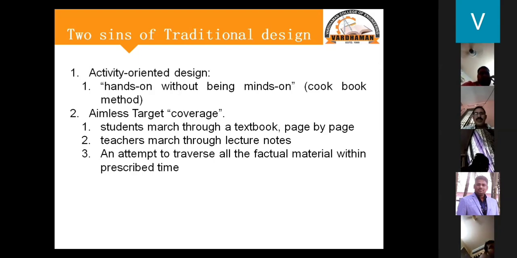Coming to the second sin, which speaks about aimless target coverage. What exactly does this aimless target coverage mean? As a faculty, we all know that when a course is given, we have an academic calendar, and we always worry about covering the syllabus. As a faculty, we always march with our lecture notes. We always march with our session plans. We always march with the syllabus to be covered.